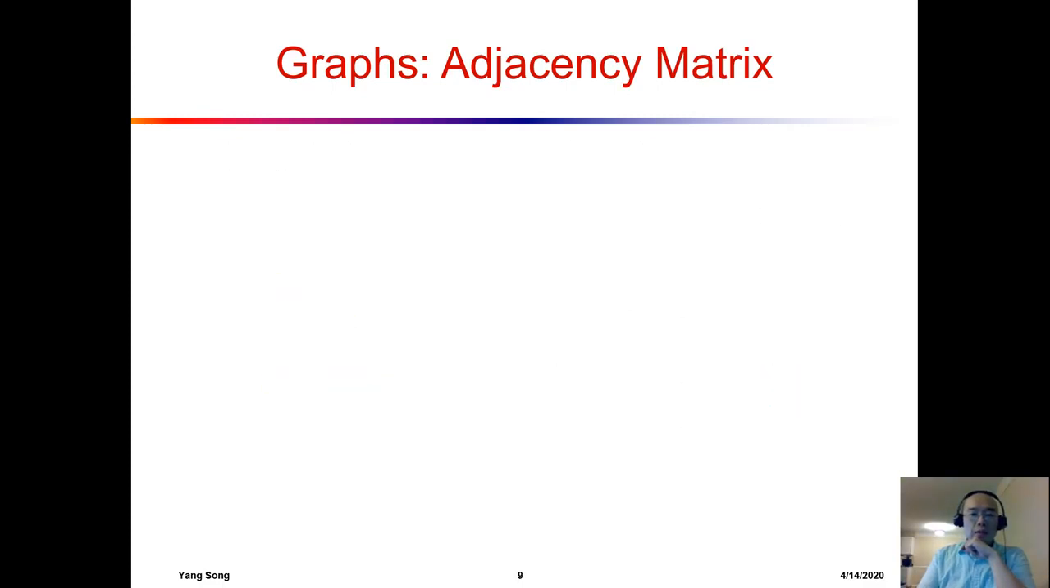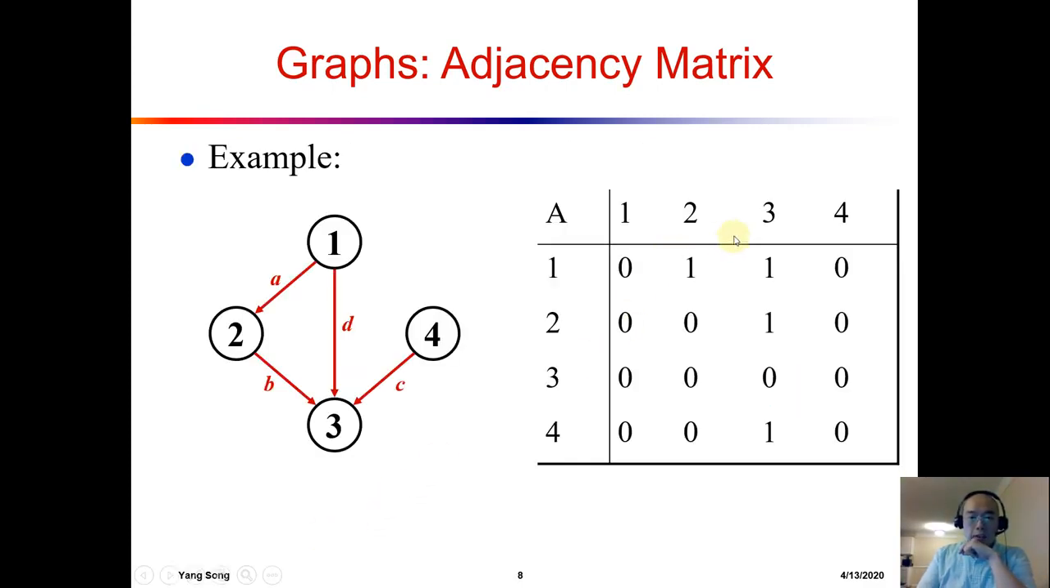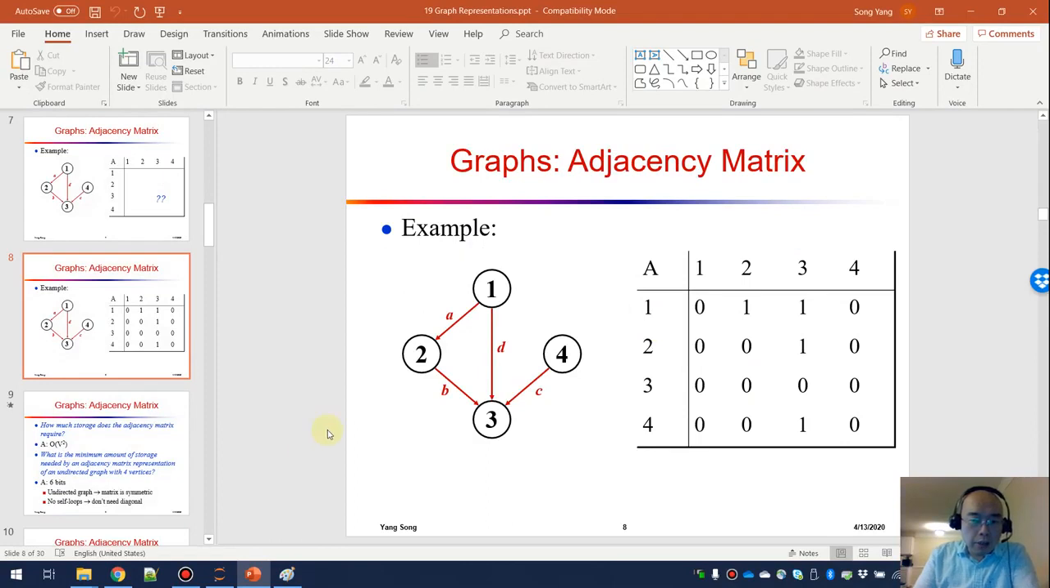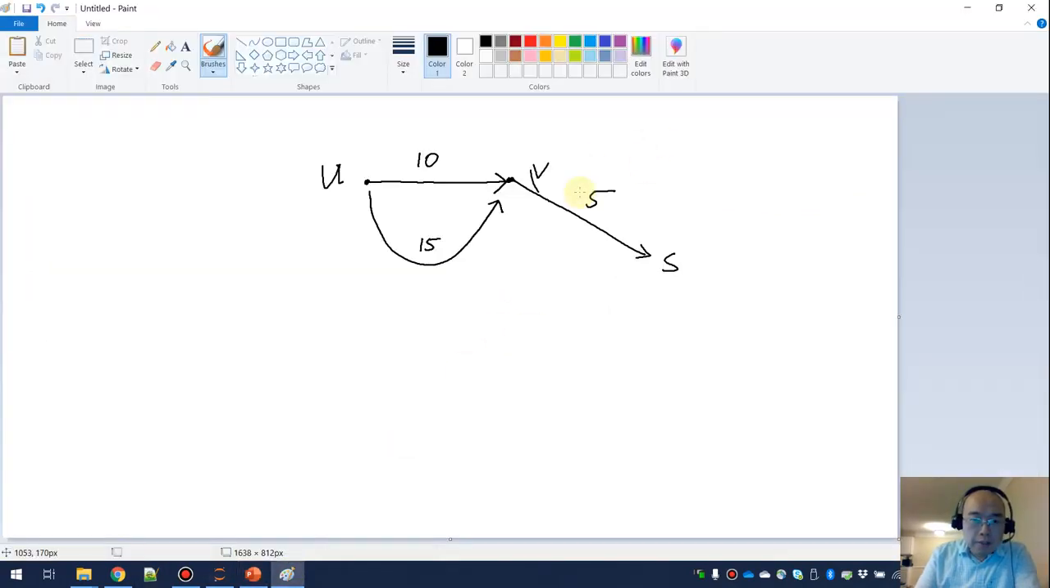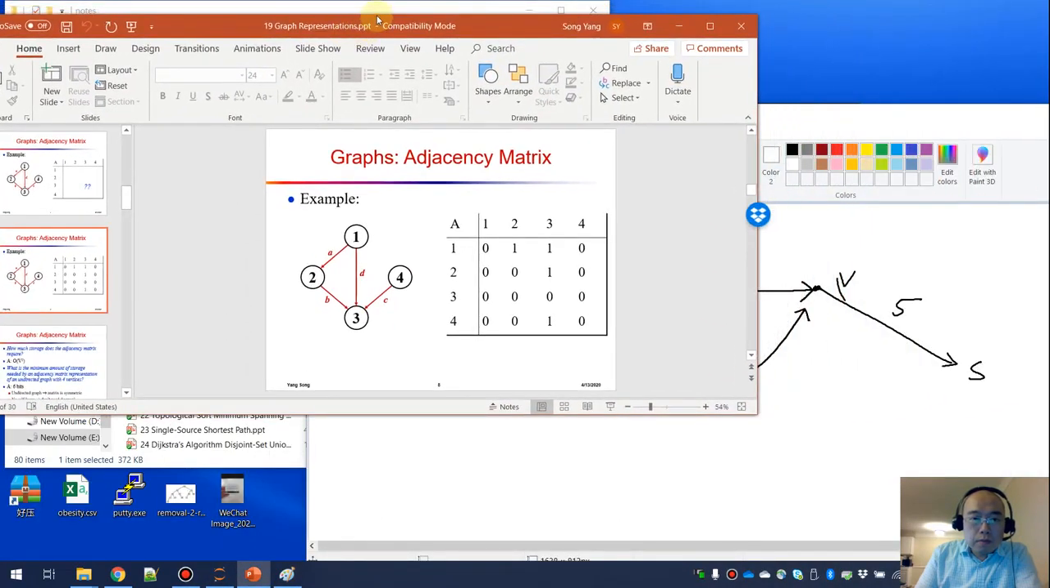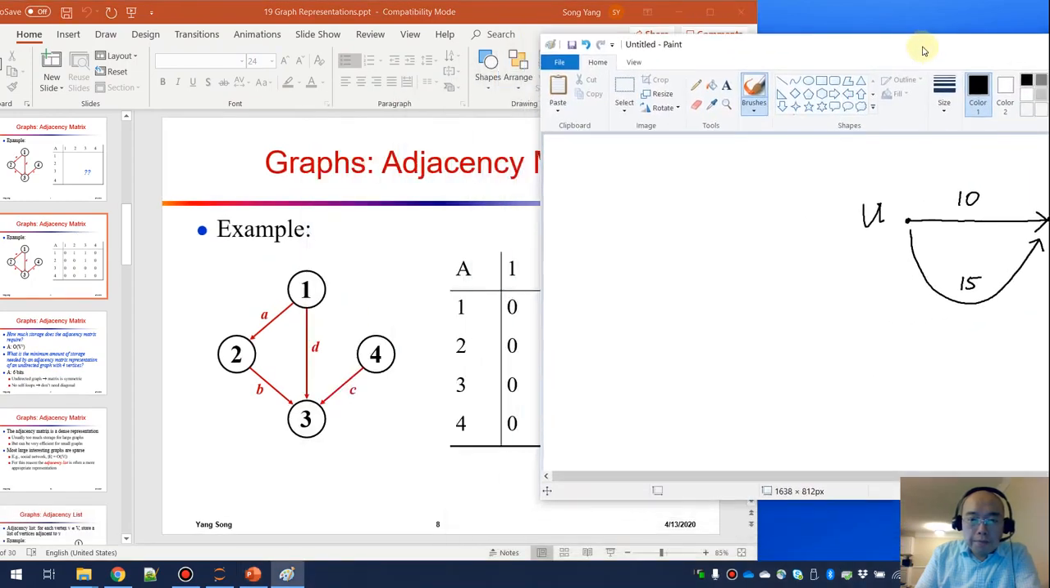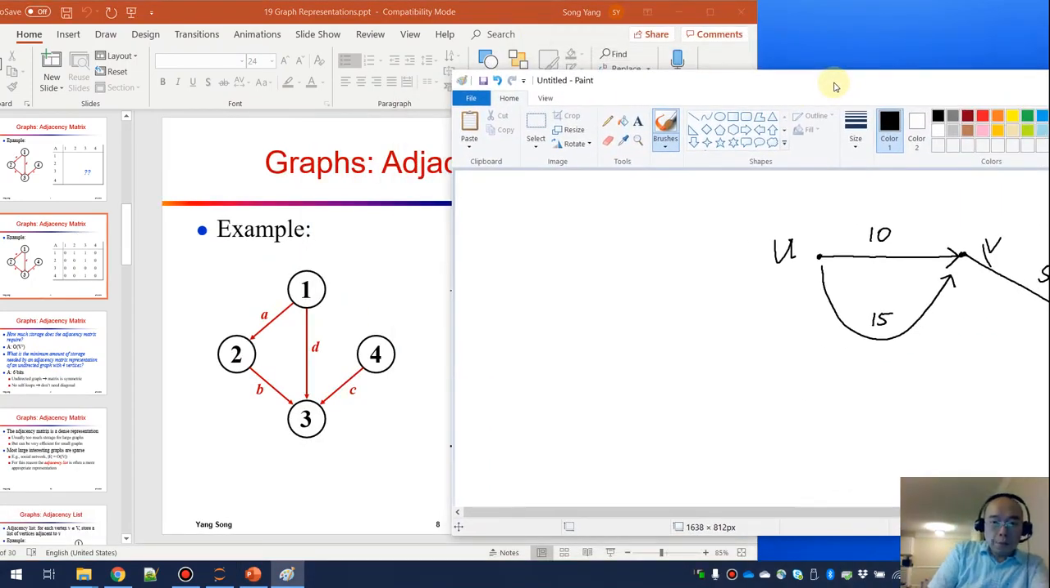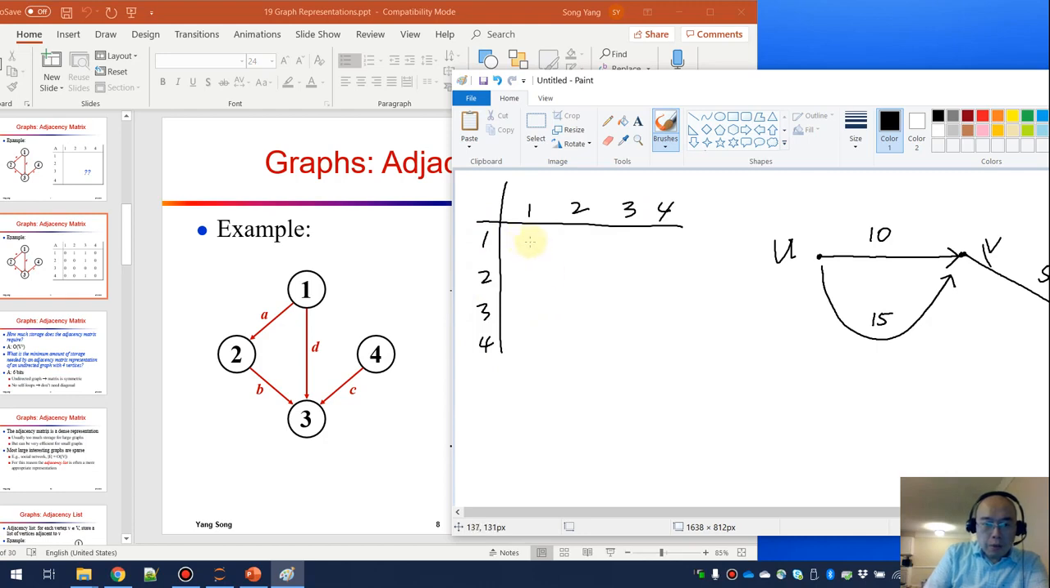Okay, so if we come back to our example, this is a directed one, so probably that's not a good example. Let me just draw this. Give me one moment. Okay, so it is 1, 2, 3, and 4, and 1, 2, 3, and 4. For 1 to 1, that is 0, 2 to 2, 0, 3 to 3, 0, and 4 to 4, 0, because there are no self loops.